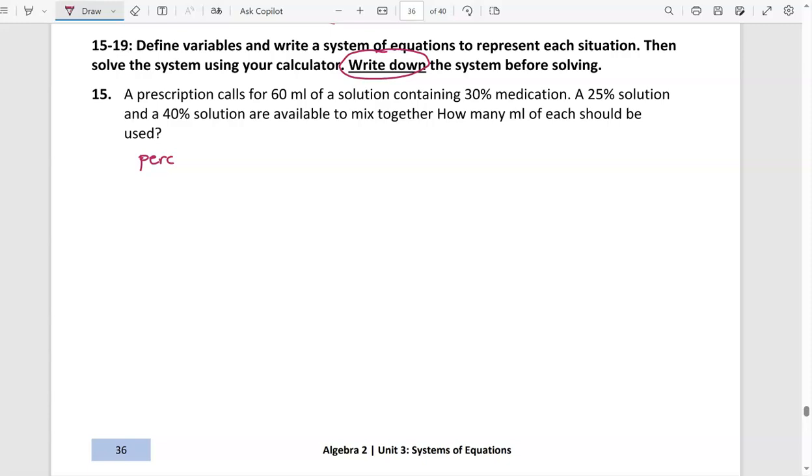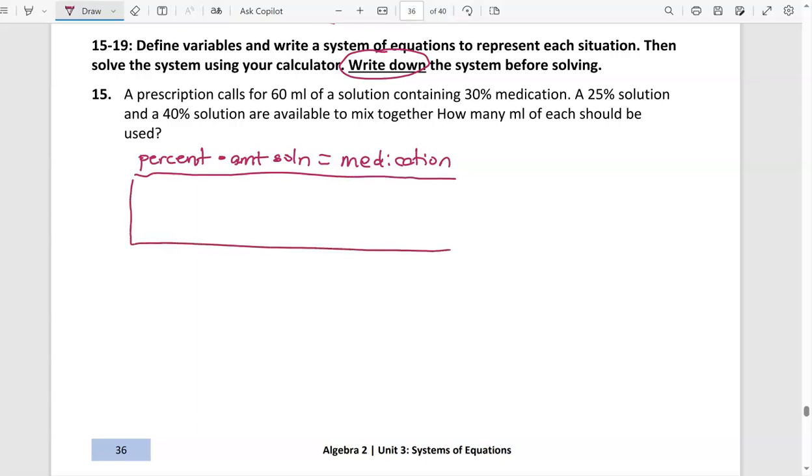A percent times the amount of the solution equals the medication content, how much medication is actually in the solution, or a percent of each solution is medication, if you want to think of that in terms of a word key.